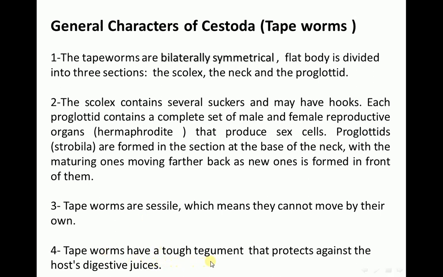Tapeworms have a tough tegument that protects against the host digestive juices.